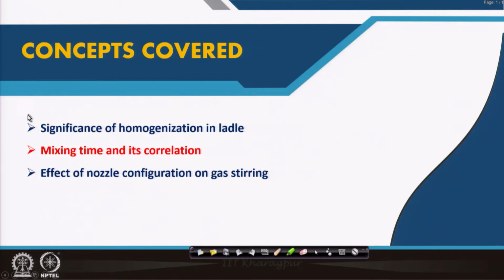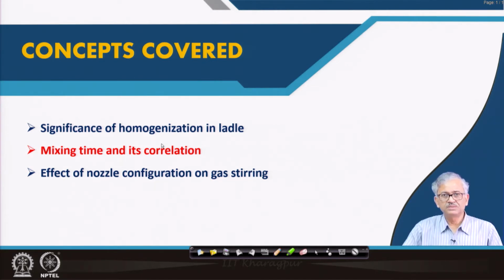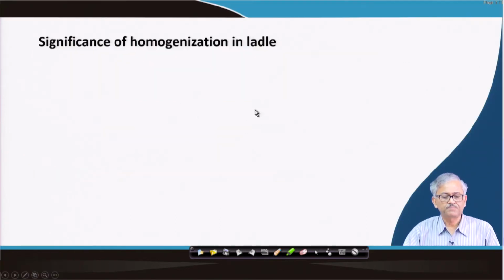Now, here basically we will discuss the significance of homogenization in the ladle, why it is required, and then we will discuss the mixing time and its correlation. Mixing time is basically used to characterize the extent of mixing in a bath. We will also discuss the effect of nozzle configuration, different types of nozzle configuration for gas stirring in the bath. So these are the concepts that will be covered.